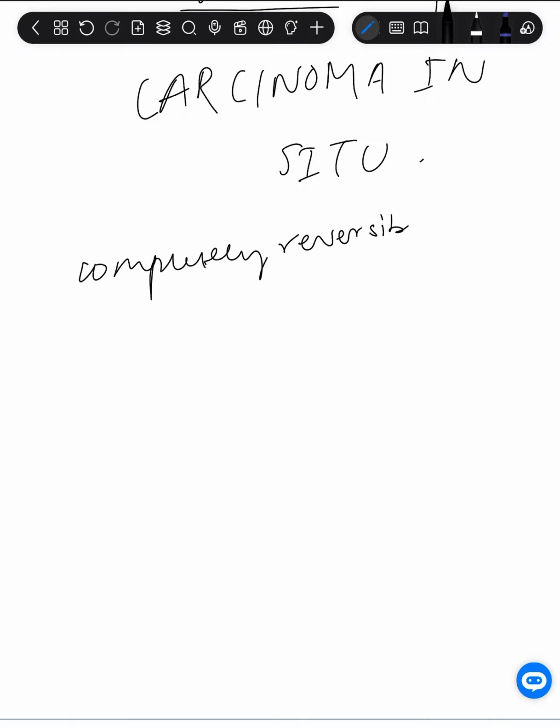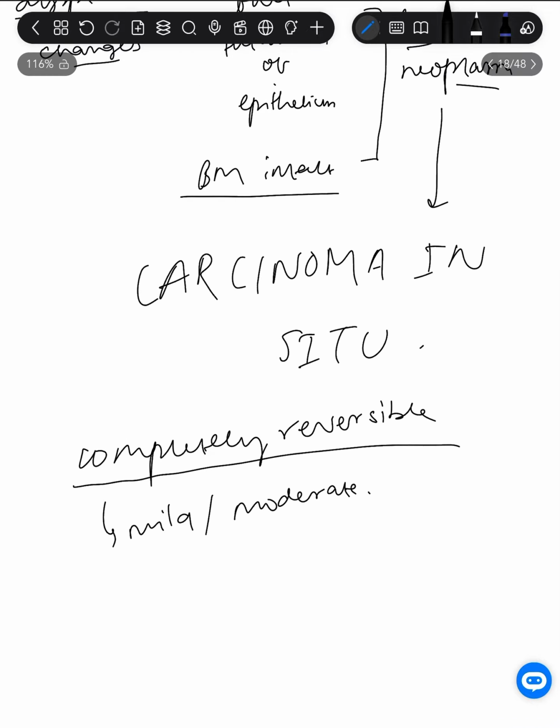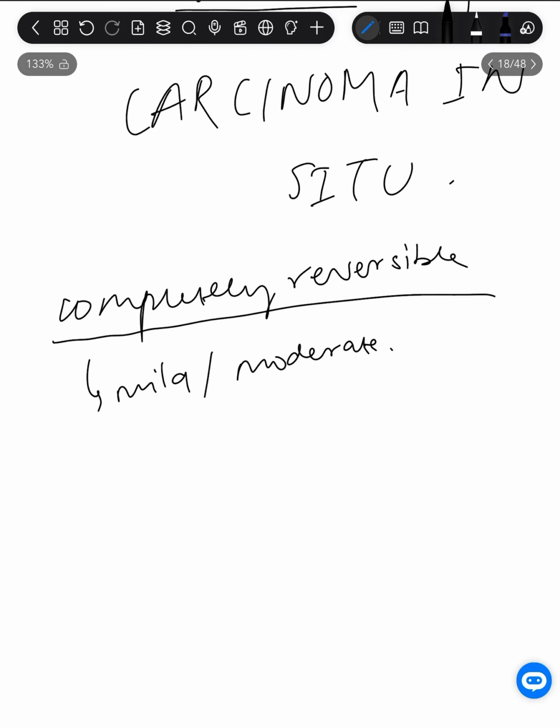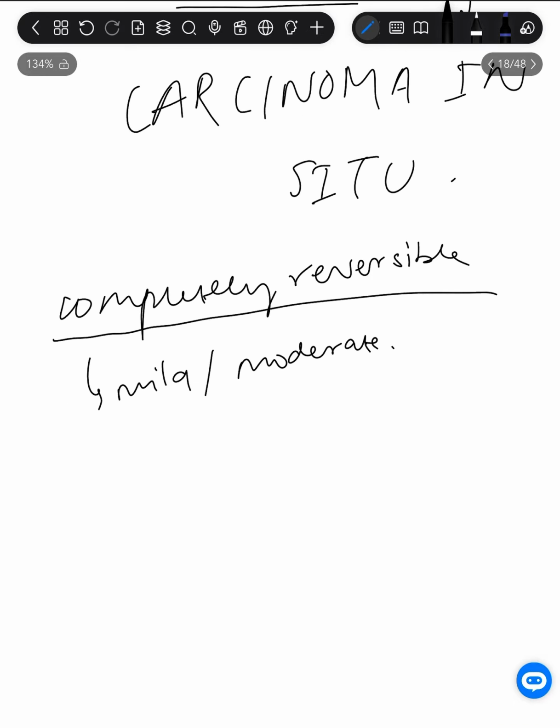If the factors which are causing these changes are withdrawn, it will go back to normal. These are called mild and moderate dysplasia. But if there is severe dysplasia, it will result in carcinoma in situ. Then what do we have? We have a line.